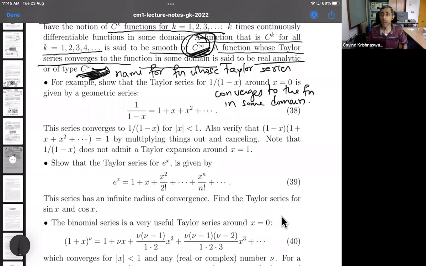Anyway, I encourage you to calculate the Taylor series for some simple functions like 1 by 1 minus x or exponential of x. I think that is something you're familiar with how to do. Simply differentiate it, evaluate the derivatives, and put them together in a series. Any questions before we halt?